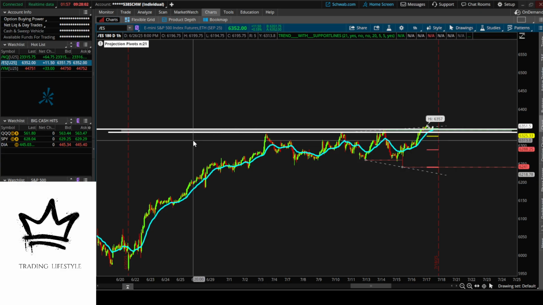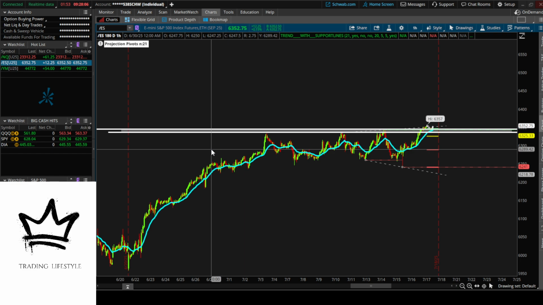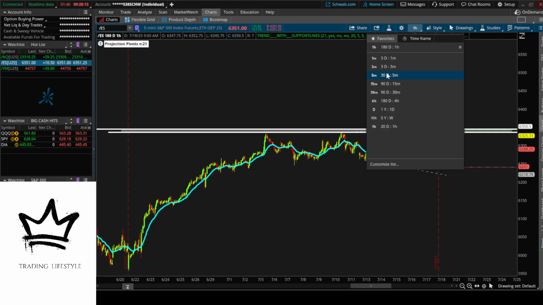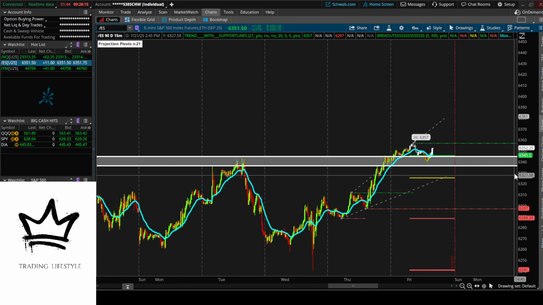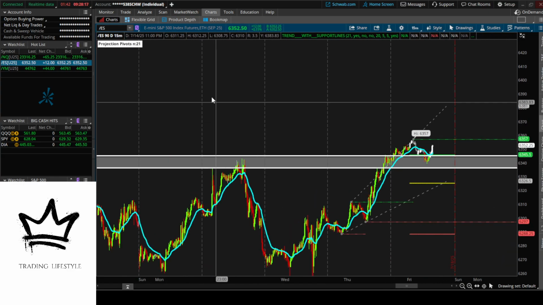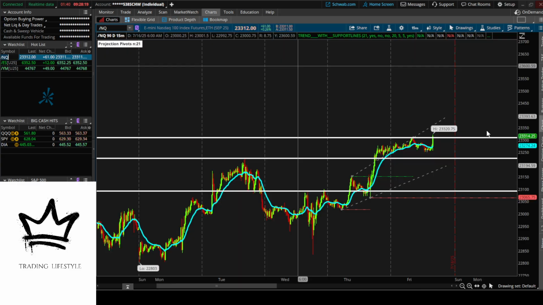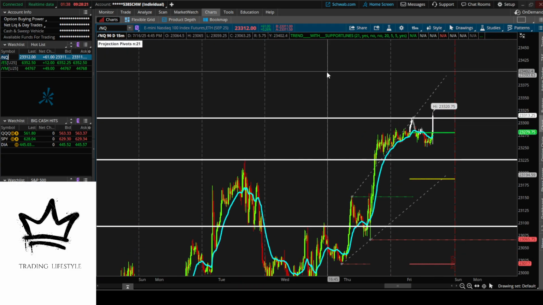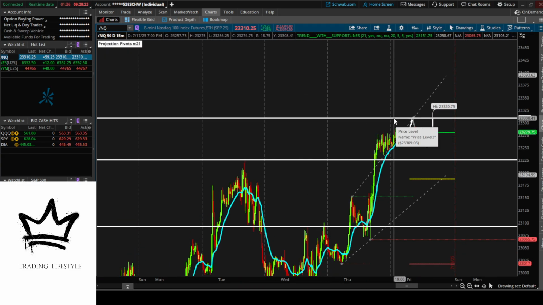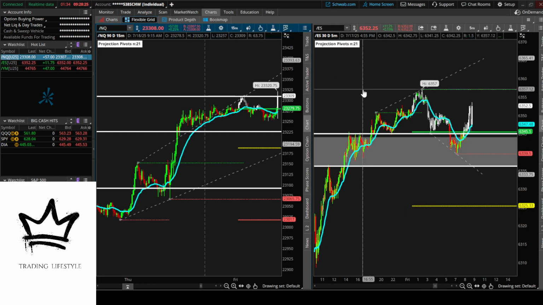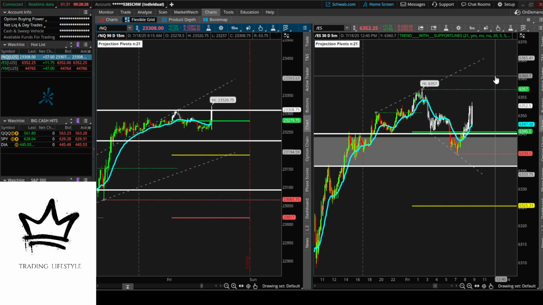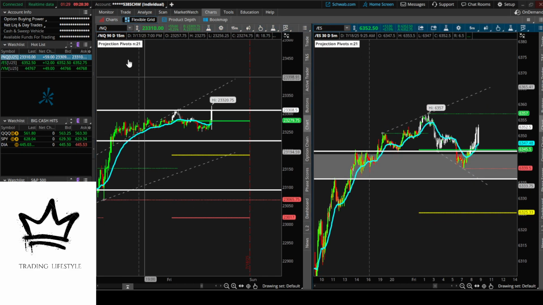Anything drops below that, we're probably coming to these lows. Give it some air to breathe. Let's get this back down to 15. Better, much better. I like that. Much cleaner, I can see it. Oh boy, we got some breakage happening right now. Let's go. So the market looks like it's ready to rip, which is good.